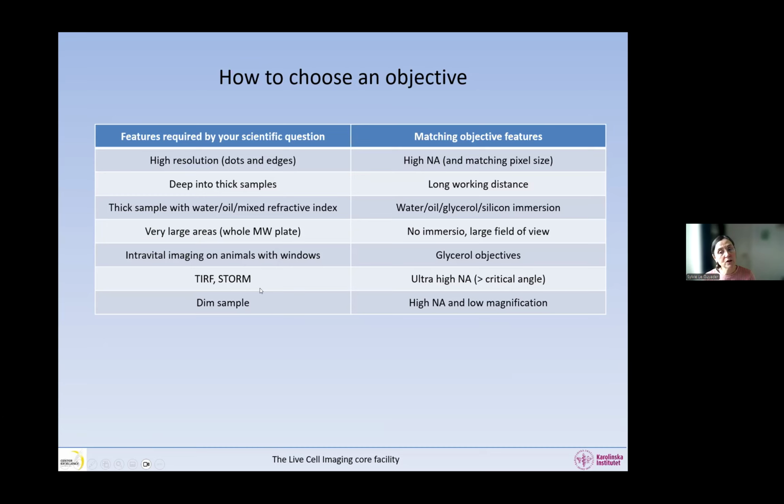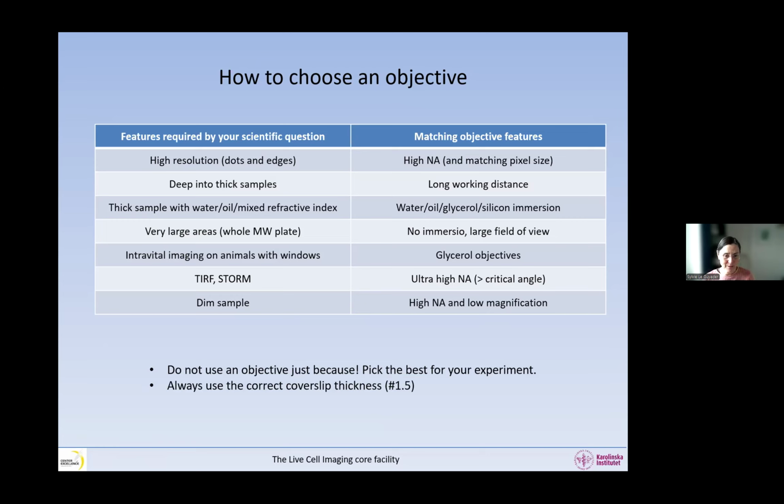And then for super resolution, for some techniques like TIRF and STORM, we need ultra high numerical aperture above the critical angle. So this is very special. And if we have a very dim sample, we have looked at the brightness, then we would want to find an objective that has a high numerical aperture but a low magnification, because the magnification plays against the brightness. So do not use an objective just because someone told you to pick that one. Please design your experiment and pick the best one for your experiment.